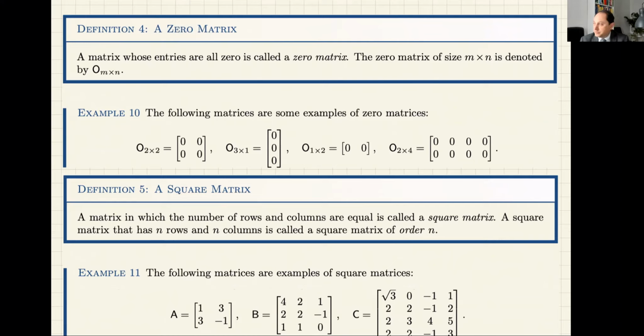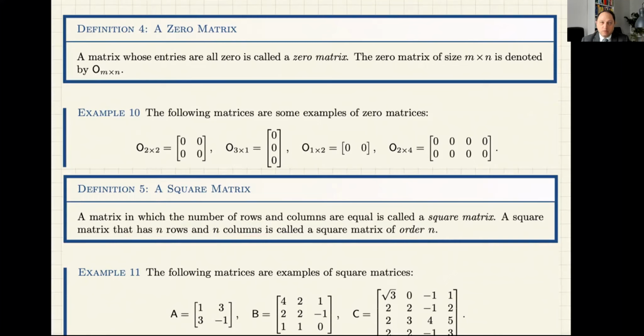so even if I don't define it for you, you still immediately can guess what I mean, yes? So a square matrix is a matrix whose number of rows and columns are exactly the same. So my block, my rectangular array is no longer a real rectangle, it's a square, and that I will call it a square matrix. So a matrix in which the number of rows and columns are equal is called a square matrix. A square matrix that has n rows and n columns is called a square matrix of order n.